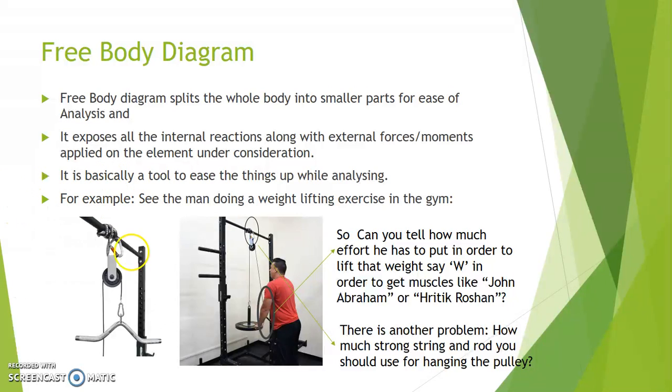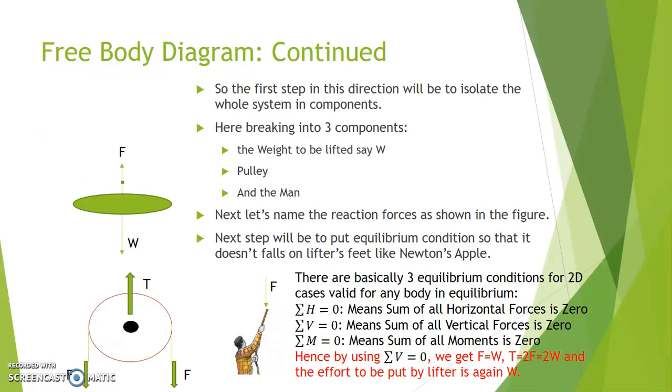For example, let us take this problem where a man is trying to lift some weight so that he can get muscles like John Abraham or Hrithik Roshan. Again, there is one problem. When you are going to set up this weight lifting mechanism for yourself, you should know how strong this wire should be, otherwise you will end up hurting your own leg. So let us see how the free body diagram works.